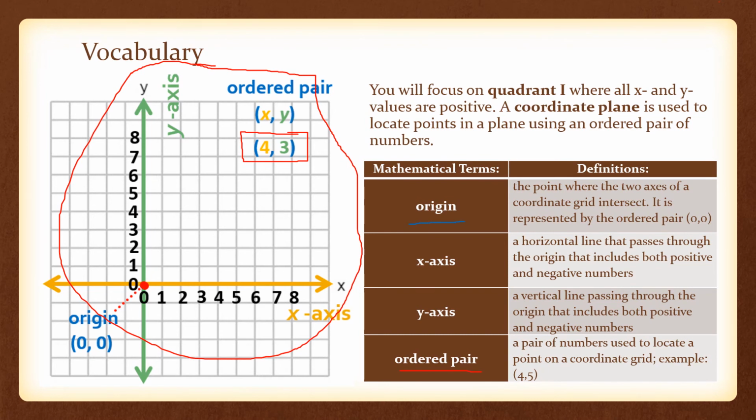We also have the origin. An origin is the point where the two axes of a coordinate grid intersect. It is represented by the ordered pair (0, 0). And you can see it's clearly labeled on the diagram to the left. Those two axes consist of the x-axis, which is a horizontal line that passes through the origin that includes both positive and negative numbers. Of course, I said we're going to focus on the positive today. And then we have the y-axis, which is a vertical line passing through the origin that includes both positive and negative numbers. And you can see it right here, the vertical axis for the y-axis.